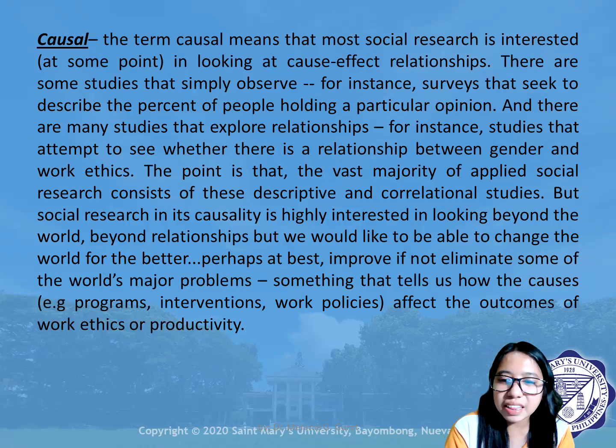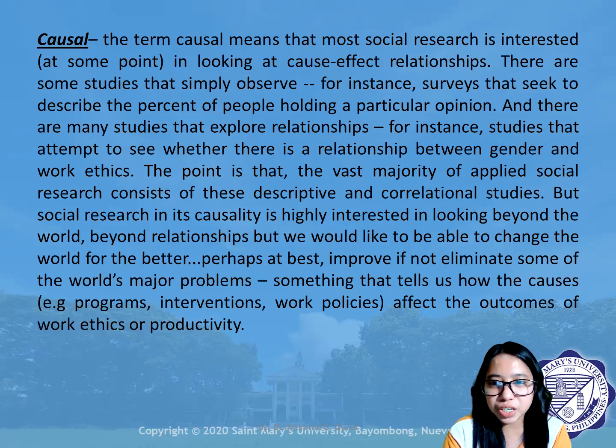Of course, in working on some research, there are researchers who are also interested in cause and effect relationships. There are some studies that simply observe, for instance, a survey that seeks to describe the percent of people holding a particular position. And there are many studies that explore relationships, for instance, studies that attempt to see whether there is a relationship between gender and work ethics. The point is that the vast majority of applied social research consists of descriptive and correlational studies.